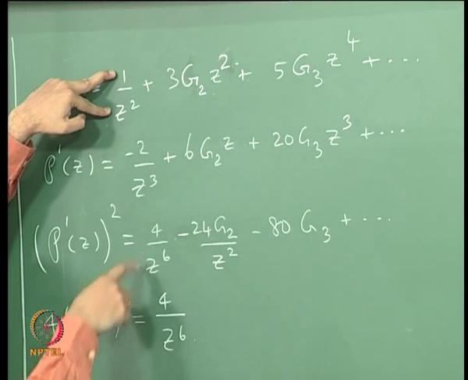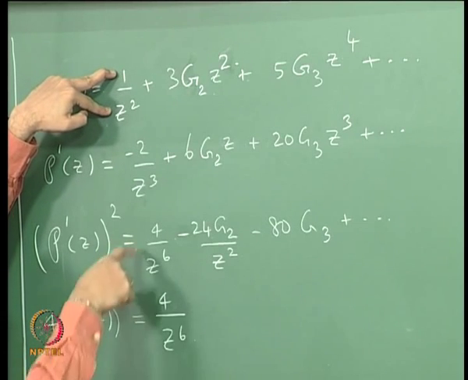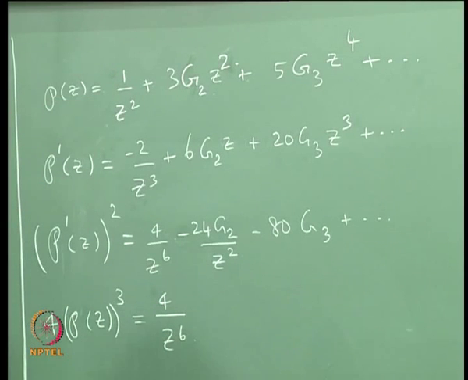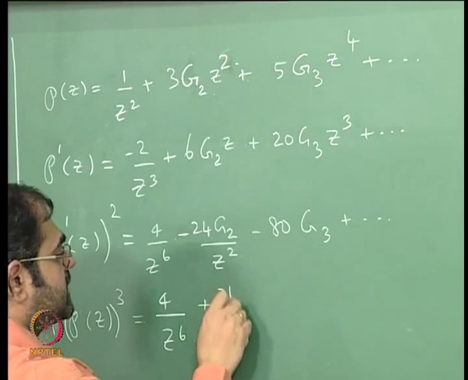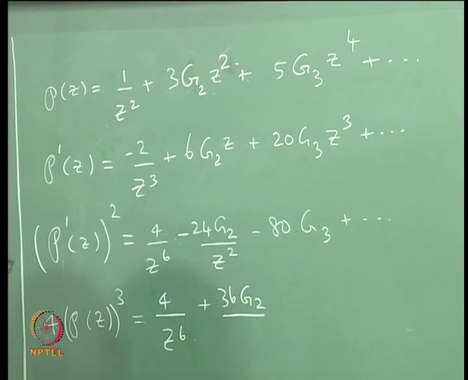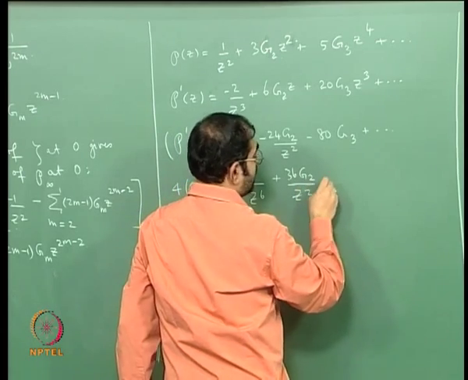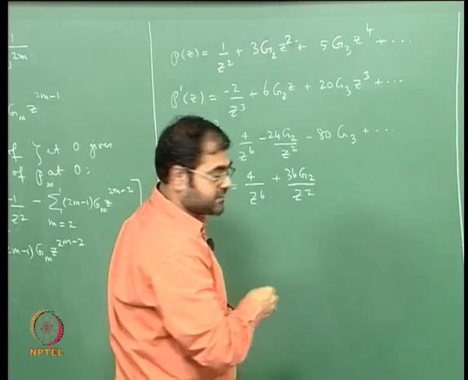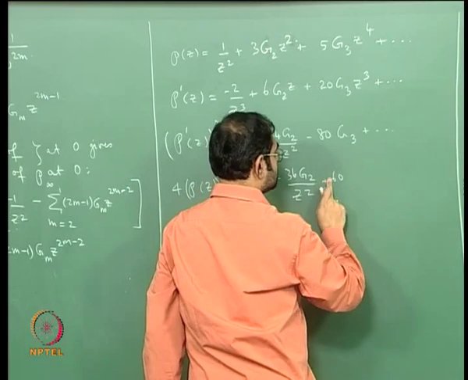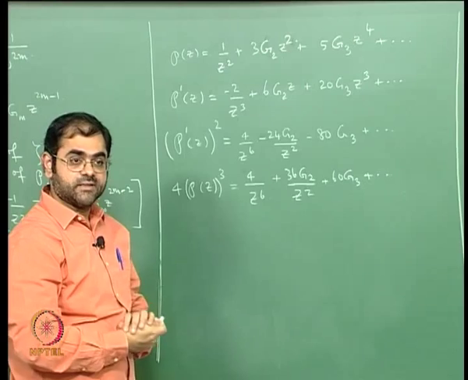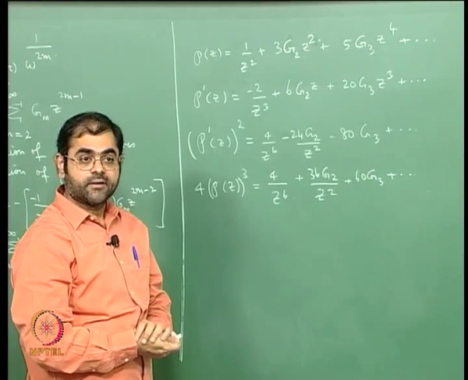You can see the reason why I am doing this, because you see, if I subtract, then this coefficient goes away. It is quite magical, rather God given somehow. Then the next term is 36 plus 36 g2 by z squared, and one more term plus 60 g3, and so on, and these are of course higher order terms involving z squared and so on, alright.